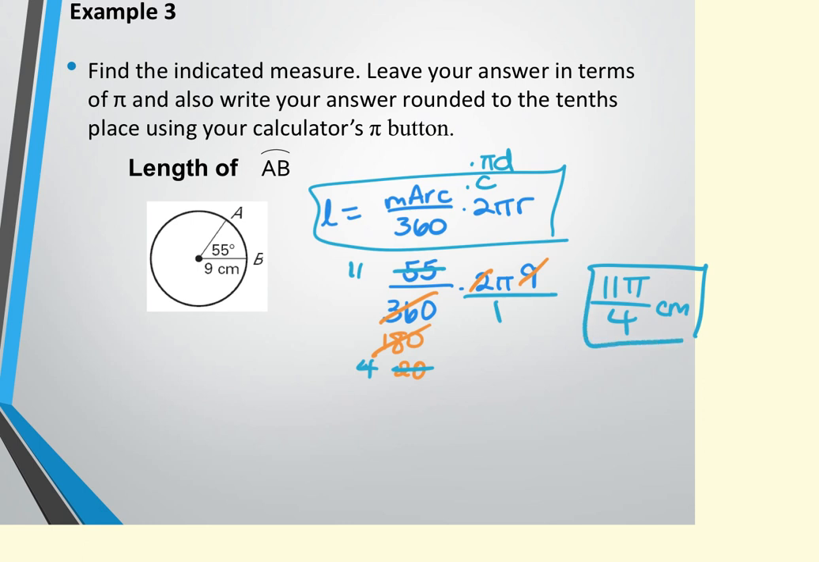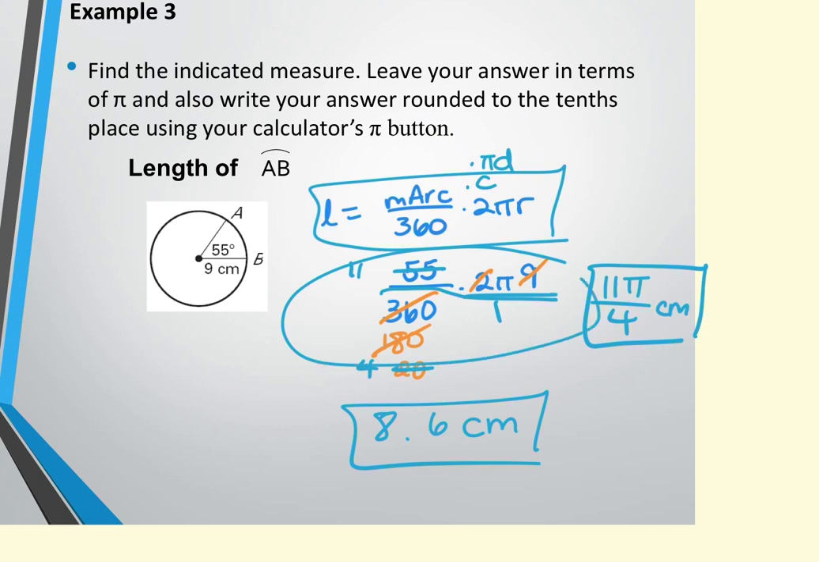If it didn't and it said to round to the nearest tenth, you could literally go from the beginning and multiply all the numerators together, 55 times 2 times pi times 9, and then divide by 360, and you'd get 8.63, which is 8.6 when rounded to the nearest tenth. Or you could do 11 times pi divided by 4 and get the same answer. If you didn't have to reduce it, then I would not have spent the time doing any of that stuff. I would have literally multiplied straight across.